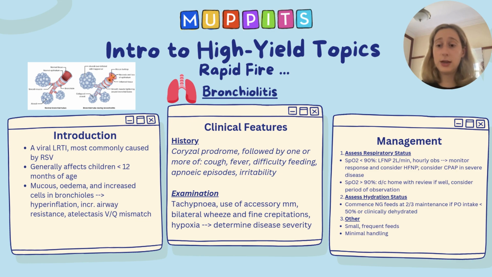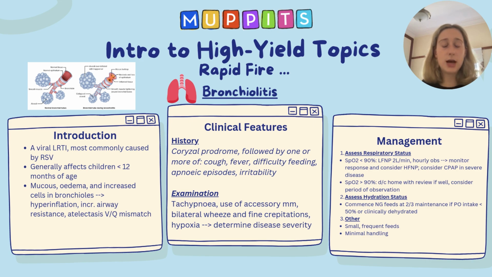In terms of clinical features, on history, when you speak to the parents, they'll often say that there was a coryzal prodrome, or they won't say that, but they'll describe runny nose, irritability in their infant, and then the infant might develop a cough, fever, difficulty feeding. They might have apneic episodes and be quite irritable as well.